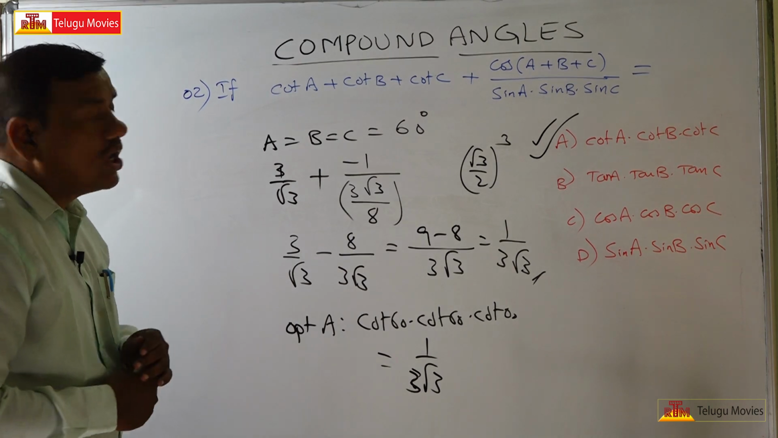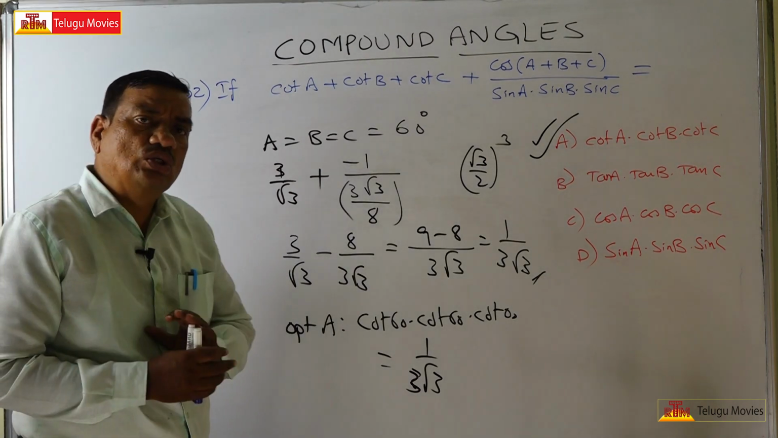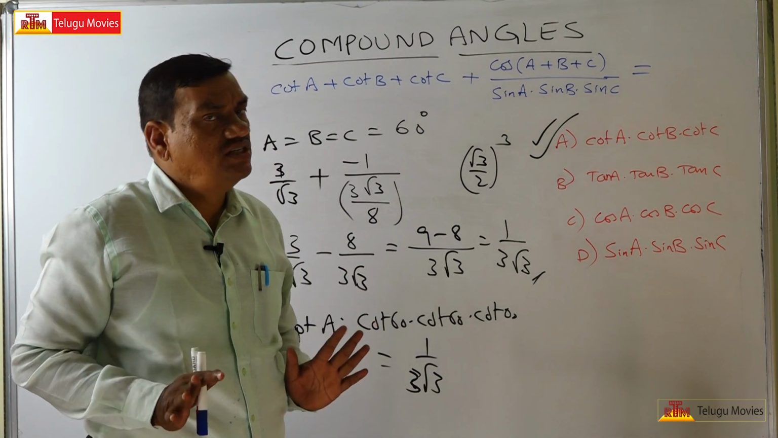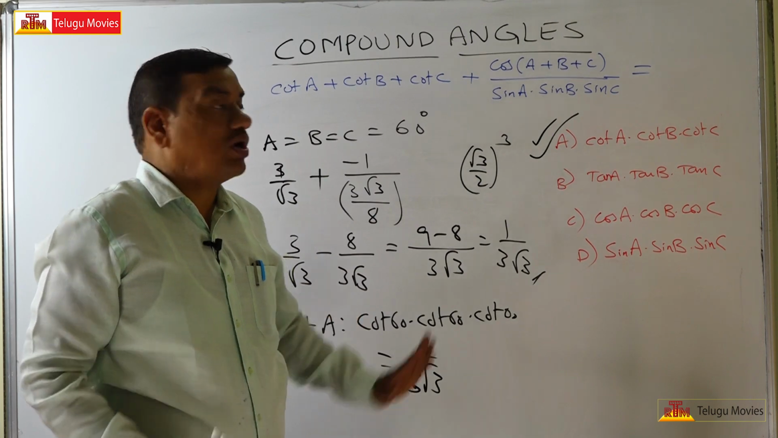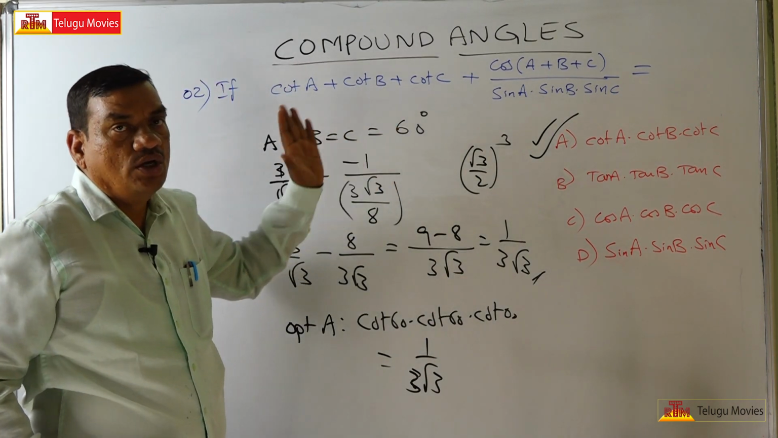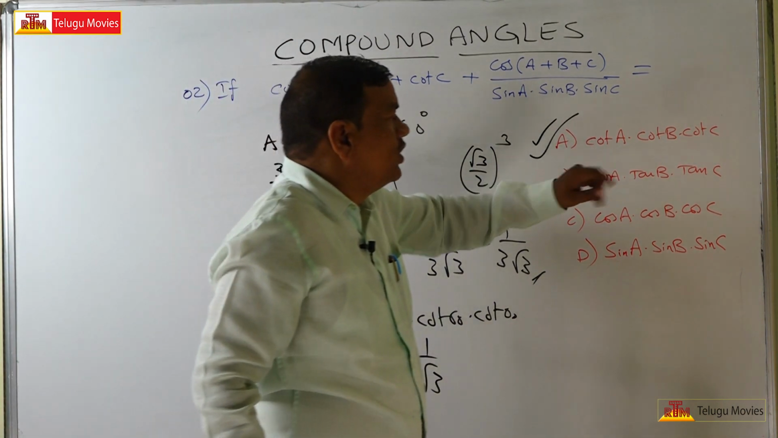So this is the short trick formula that you have to learn from this chapter. Don't try to expand these problems. If it is given in competitive examinations, don't try to do that problem. You can take A is equal to B is equal to 45 also, anything you can take.